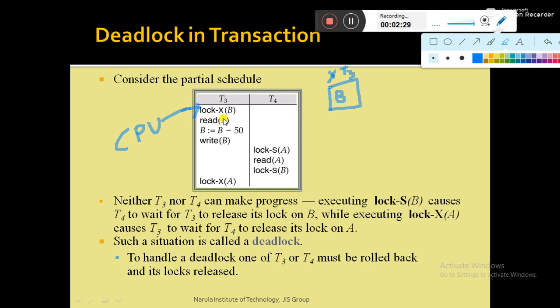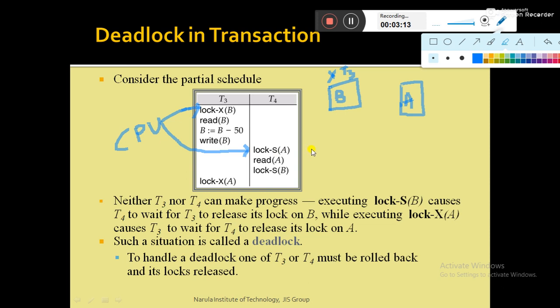So transaction T3 will do the job. It will read B, which means it will transfer the content of B from hard disk to RAM. Then it will deduct $50. Then it will write B, which means it will write back the content of RAM to hard disk. Then after executing these four instructions, the CPU releases T3 and performs a context switch, and the CPU moves to the next transaction, T4. Now T4 makes a lock request on data item A, and the type of lock request is S, meaning shared mode lock.